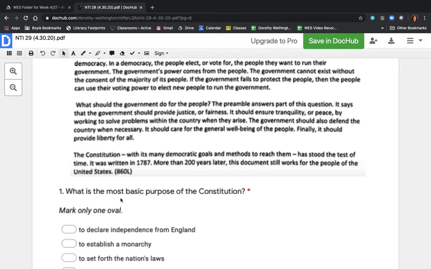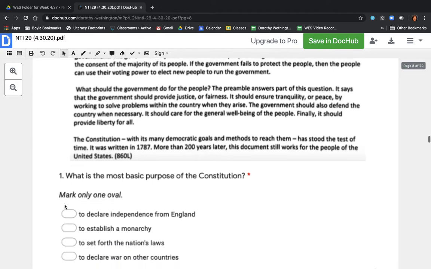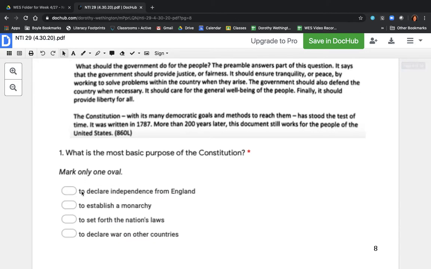Question 1. What is the most basic purpose of the Constitution? Mark only one oval. To declare independence from England, to establish a monarchy, to set forth the nation's laws, or to declare war on other countries.